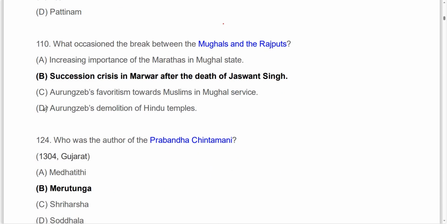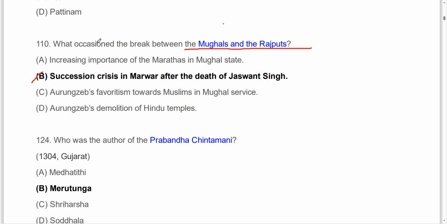What occasioned the break between the Mughals and the Rajputs? Basically, what occasioned the break, that is the schism, the rift actually. It was the succession crisis in Marwar after the death of Jaswant Singh.